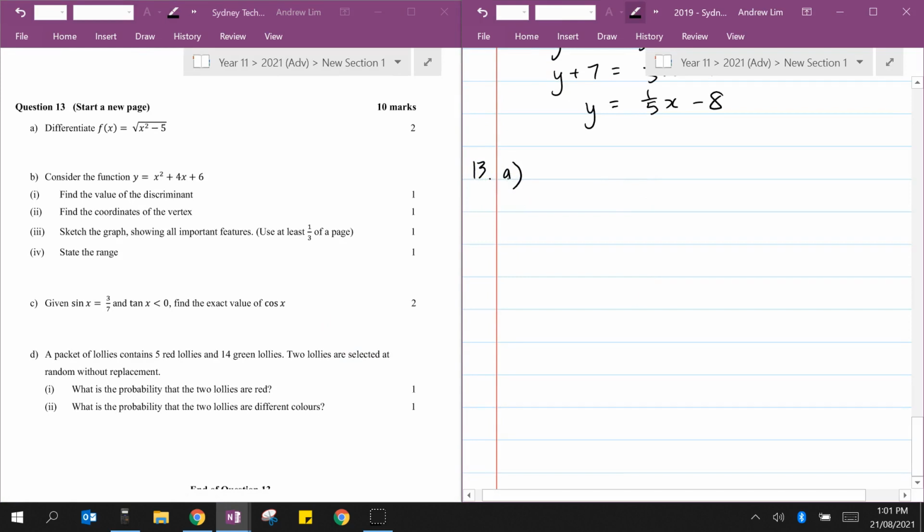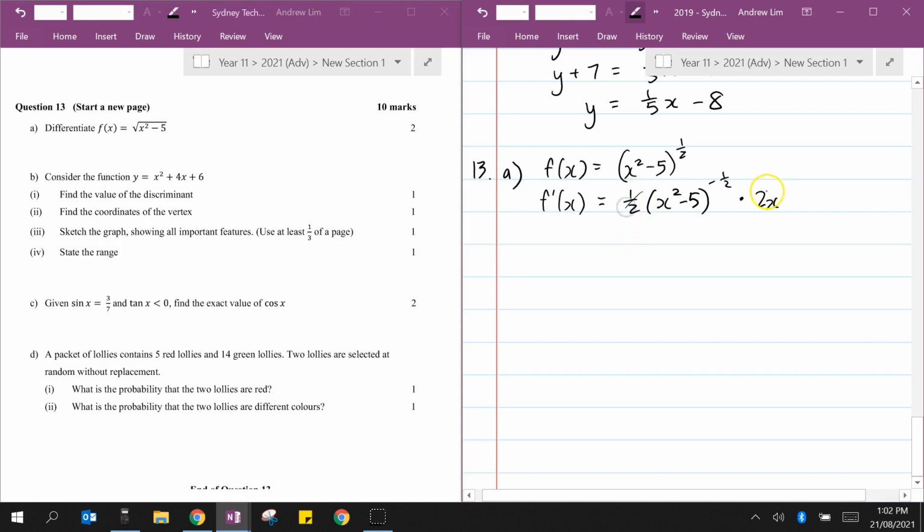Differentiate f of x is equal to root x squared minus 5. So I'm going to rewrite this as x squared minus 5 all to the power of half, and I'm going to use the chain rule. f dash of x is equal to bring down the power, write everything inside, reduce the power by 1, and then I'm going to times this by the derivative of what's inside the brackets, which is 2x.